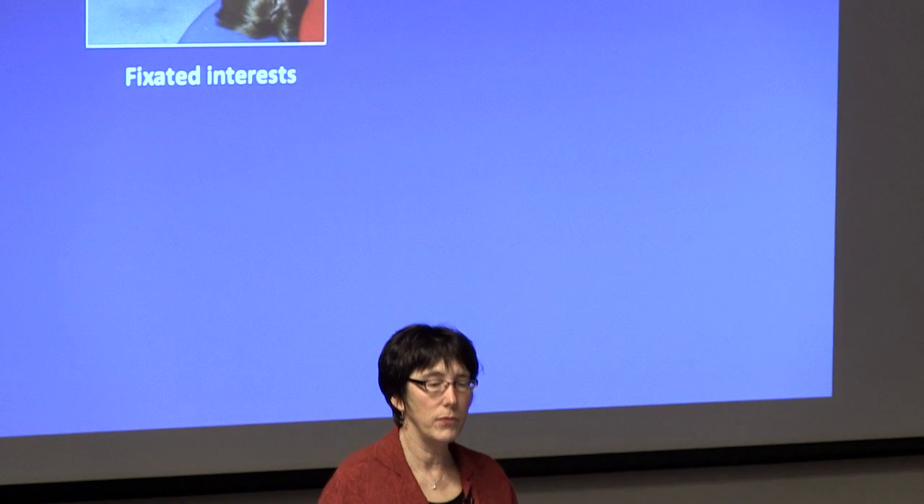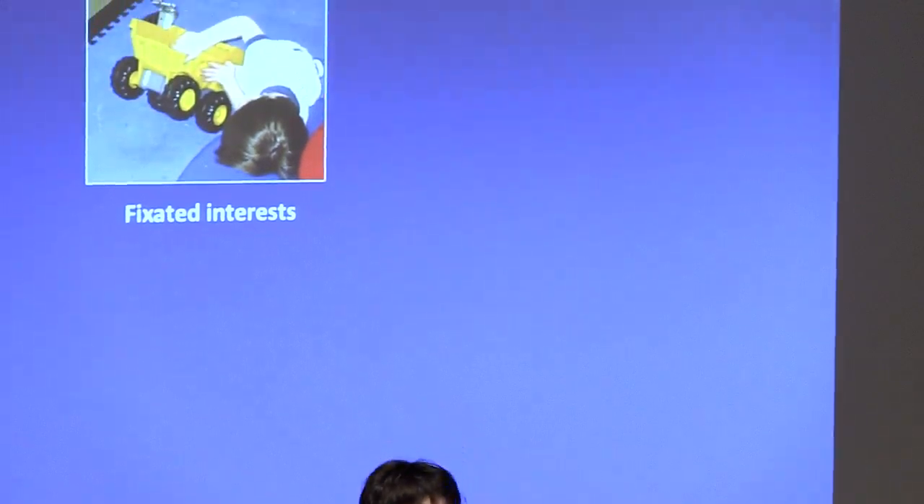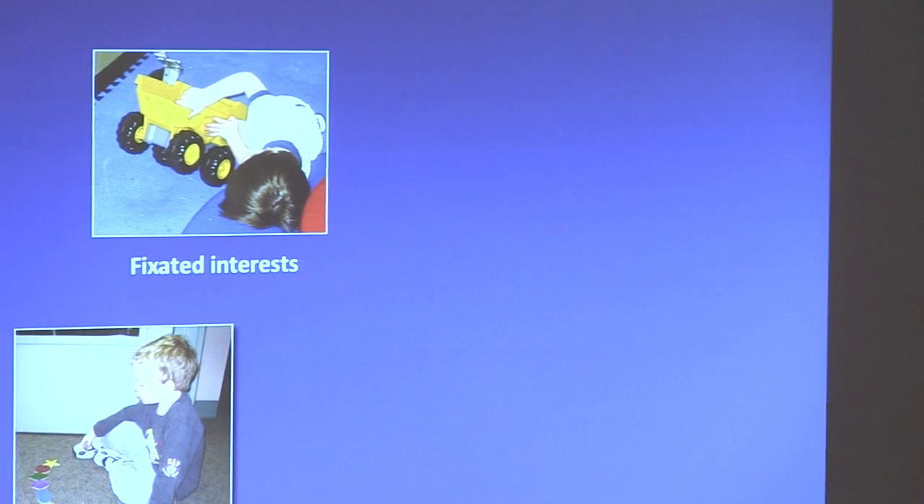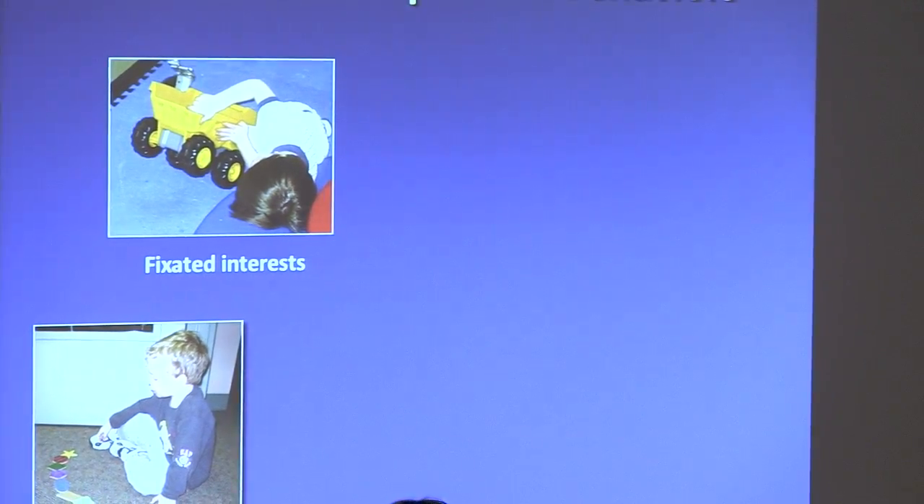So this is a fixated interest. This child might be interested in wheels, and he's not playing with the car in a functional way, which could be rolling it around, taking it places, putting people in and out of it, but is interested in the wheels and is interested in that component of other toys or objects around the house, the rolling aspect. Could be rigid routines. This is a child who had to play with toys in a certain way, had to line up the puzzle pieces in exactly the same way before putting them in the puzzle.